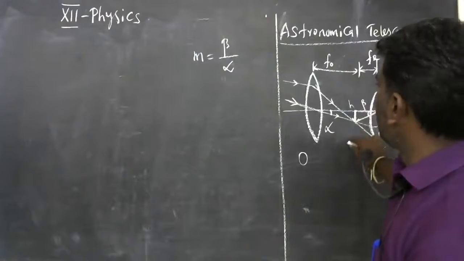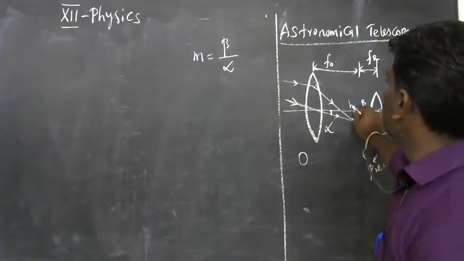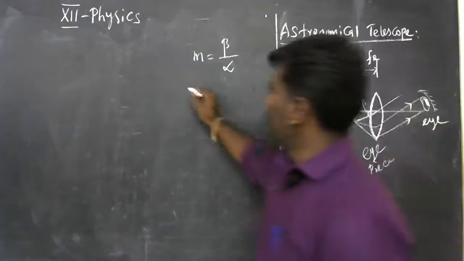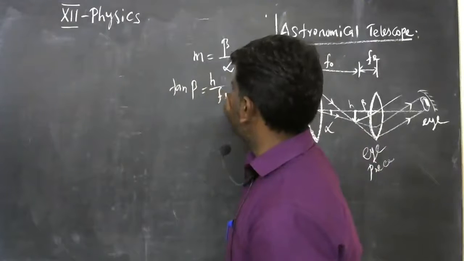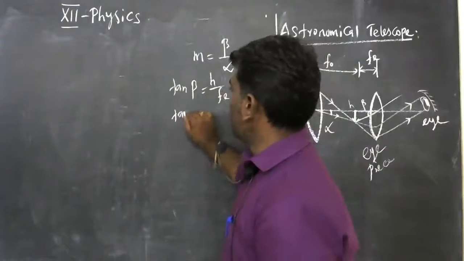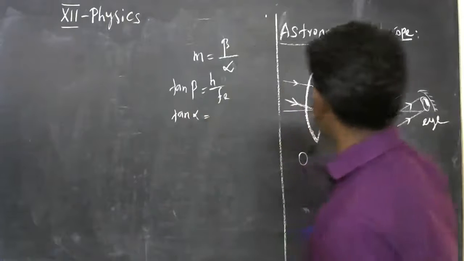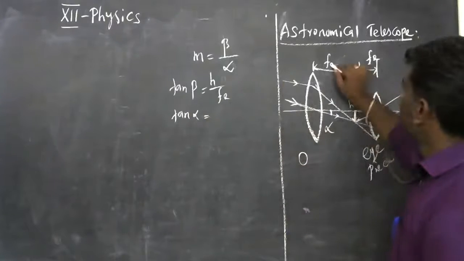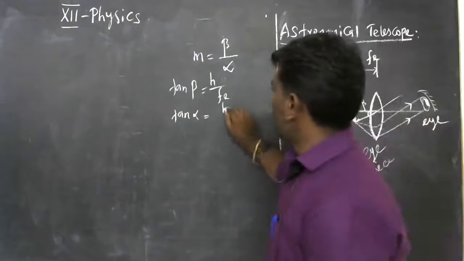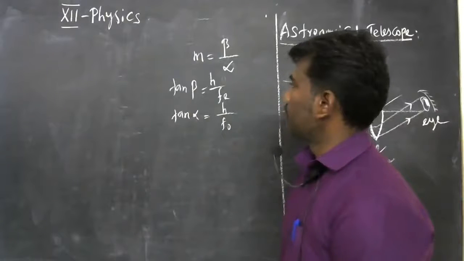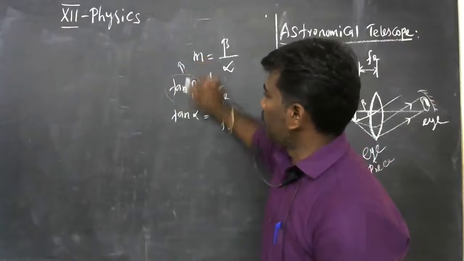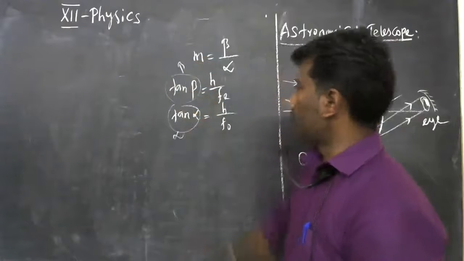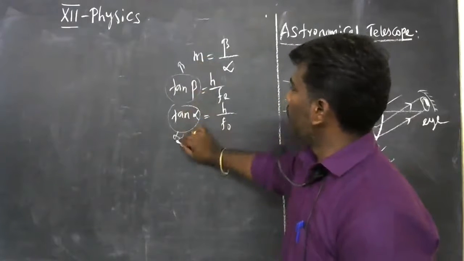Tan beta is equal to h divided by Fe. In the same way, if you calculate the tan alpha value for this triangle, this length is f0, so tan alpha is h divided by f0. If the theta value is very small, tan beta can be written as beta, and tan alpha can be written as alpha.